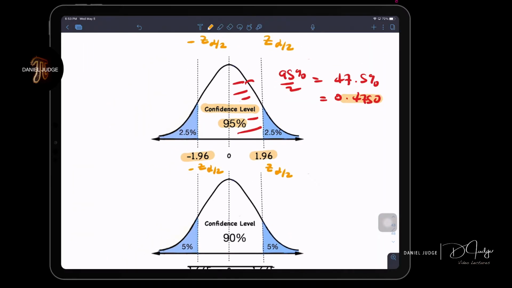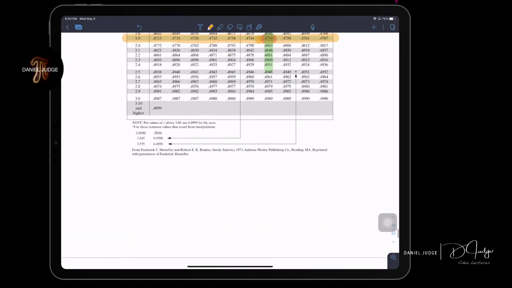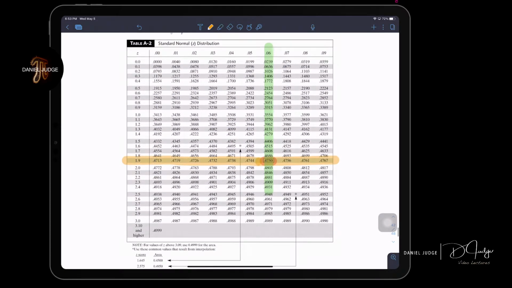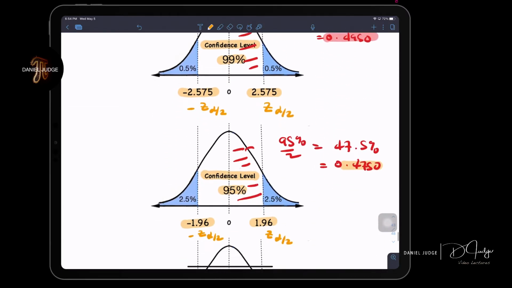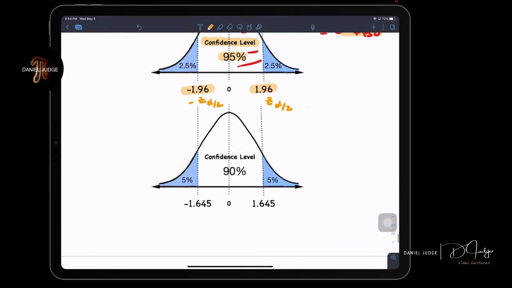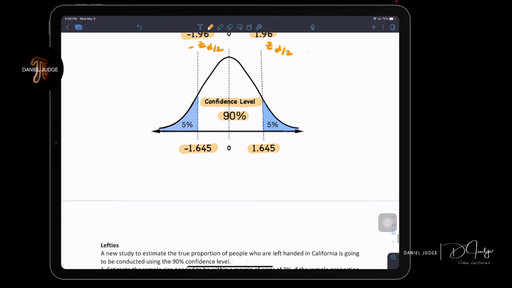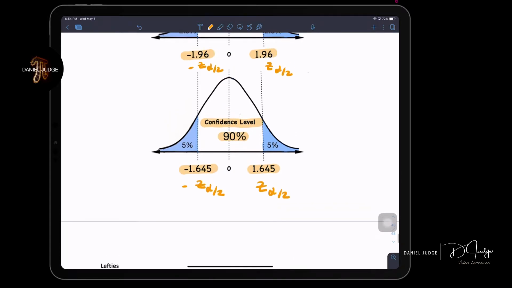Okay, so this is where they got those numbers, 1.96 here. Now you might say, okay, what about the 90% confidence level? For the 90% confidence level, they got these Z alpha over 2 values. So you have these two values here.